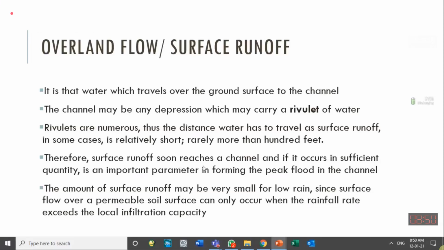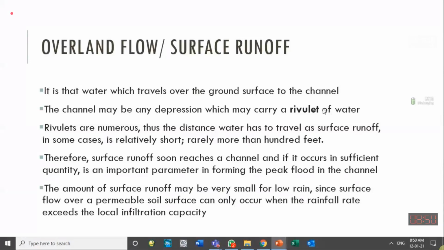If we see each of them separately, what I have described is written over here. Overland flow is that water which travels over the ground surface. Now you are familiar with it. The channel may be any depression which may carry a rivulet of water. A channel in which water flows is sometimes also called a rivulet.